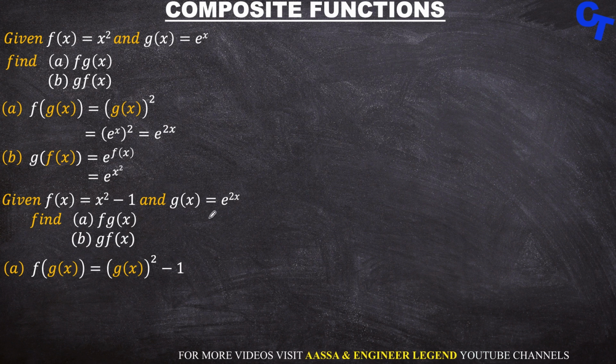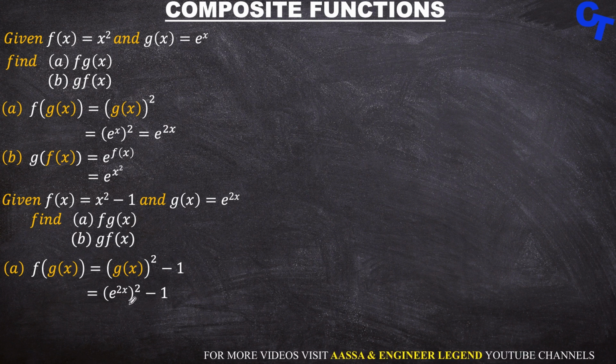Okay, so now on g(x) we have e to the power 2x, but we also have this squared, right? So let's substitute right here, and we know that if we have powers, we can just multiply them, right? Okay, so we're going to have e to the power 4x minus 1.